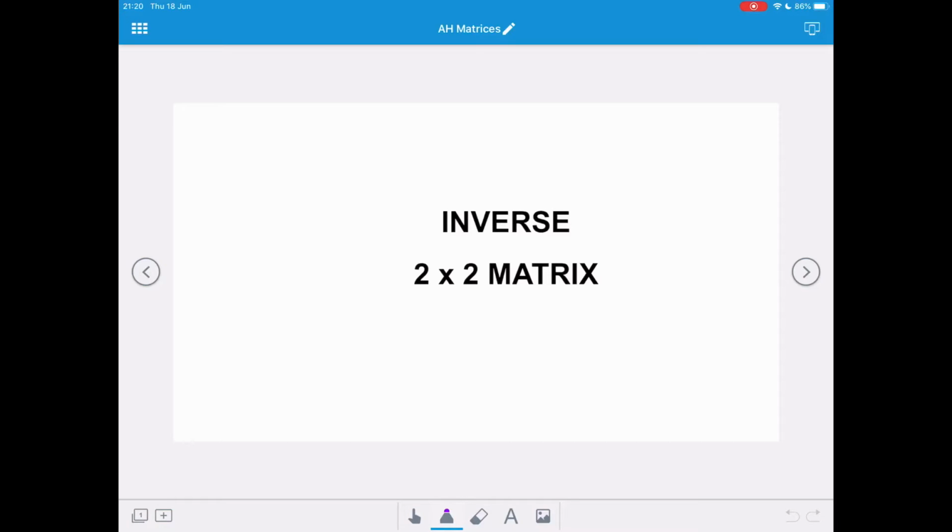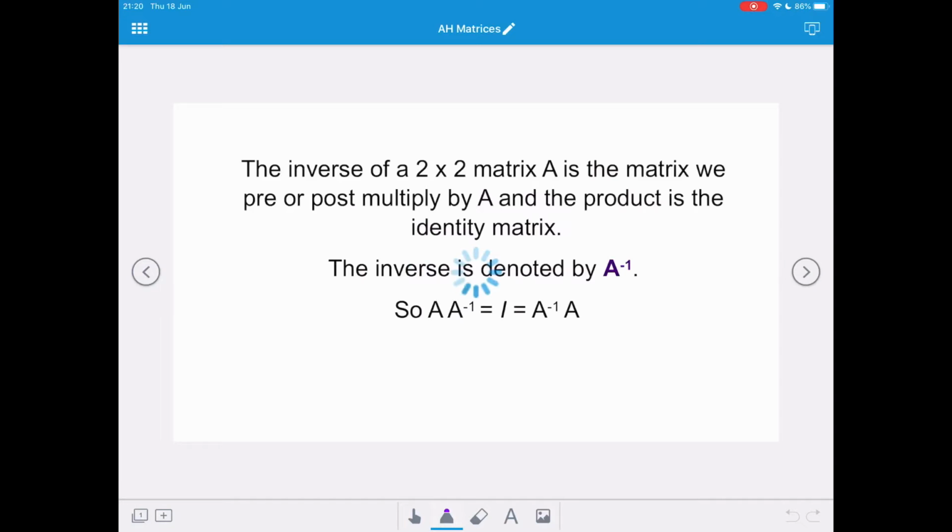This video looks at the inverse of 2 by 2 matrices. So the inverse of a 2 by 2 matrix A is the matrix we pre or post multiply by A, and the product is the identity matrix. The inverse is denoted by A to the power of -1.